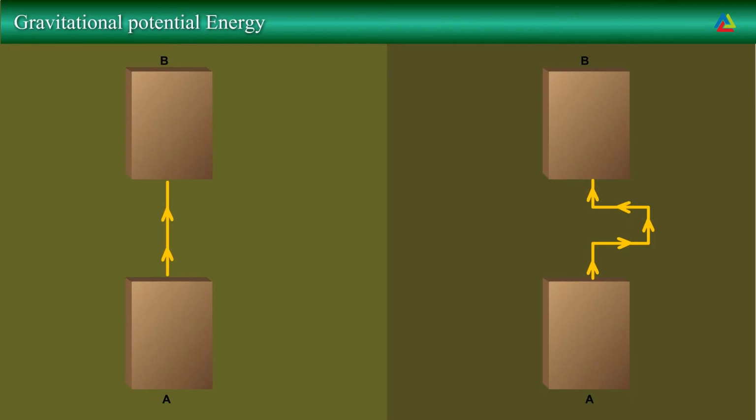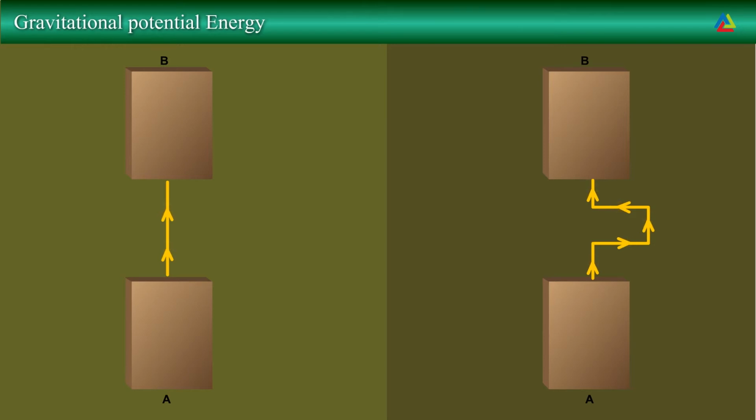This potential energy is independent of the path of the object, which it follows while being raised. The given figure shows that if the block is raised from A to B, taking two different paths, then in both the cases the work done is the same.